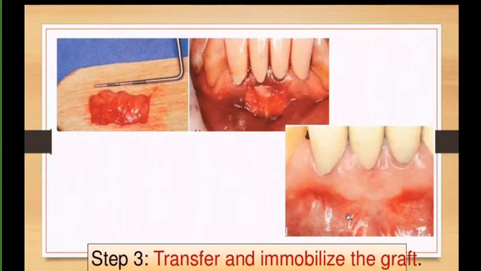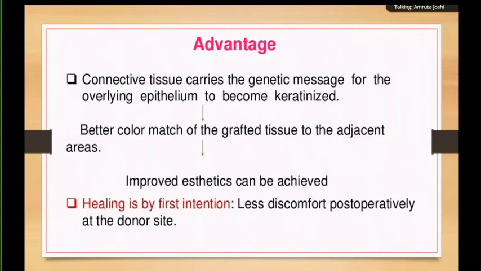Good healing is seen after 3 to 6 months. Now, like I told you, there are a few advantages of CTG. First is the donor site is covered. Next, connective tissue carries the genetic message for the overlying epithelium to become keratinized.